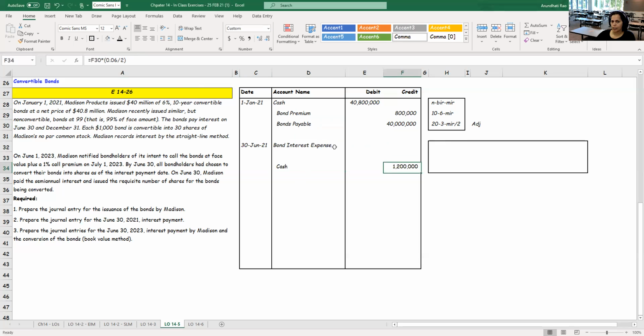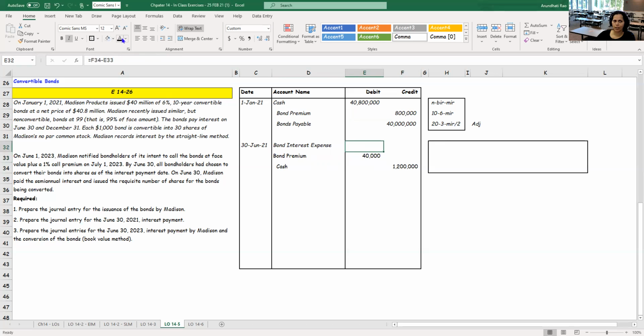My bond interest expense, and then I need to amortize the premium, bond premium. Bond premium will be amortized. This 800,000 will be divided by 20. Amortization is nothing but the allocation, spreading the 800,000 over the life of the bonds. Bond premium is a credit balance. So to amortize it, I'm going to debit it, and that's going to be 40,000. So 800,000 divided by 20 will give me 40,000.